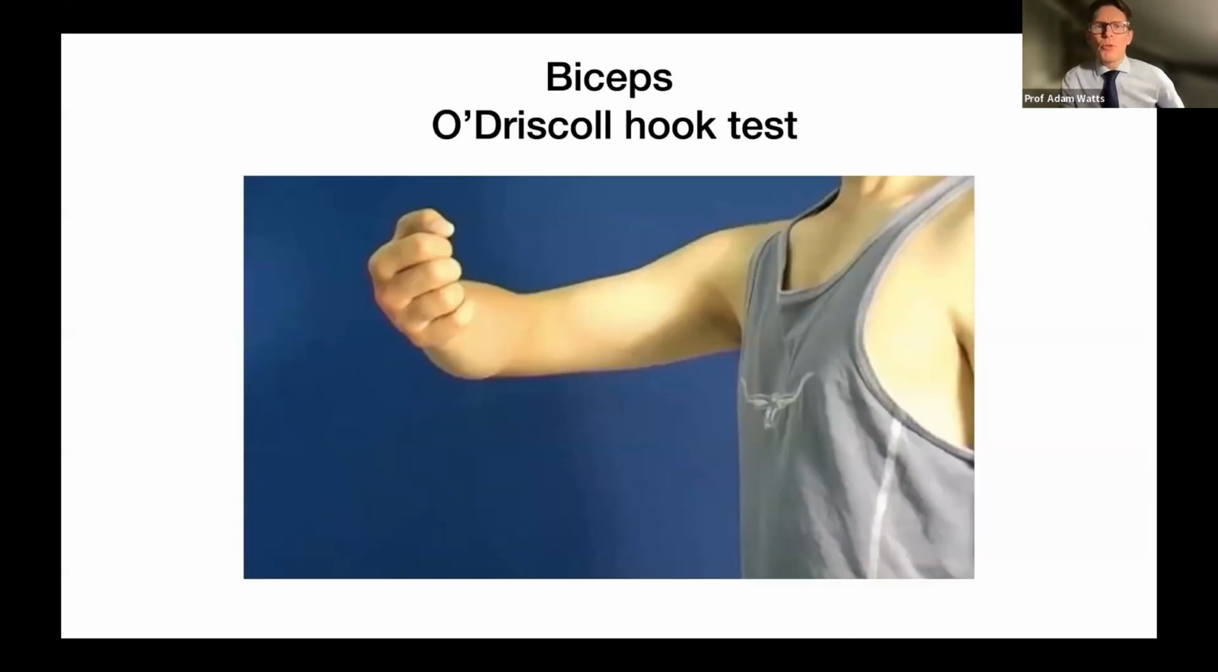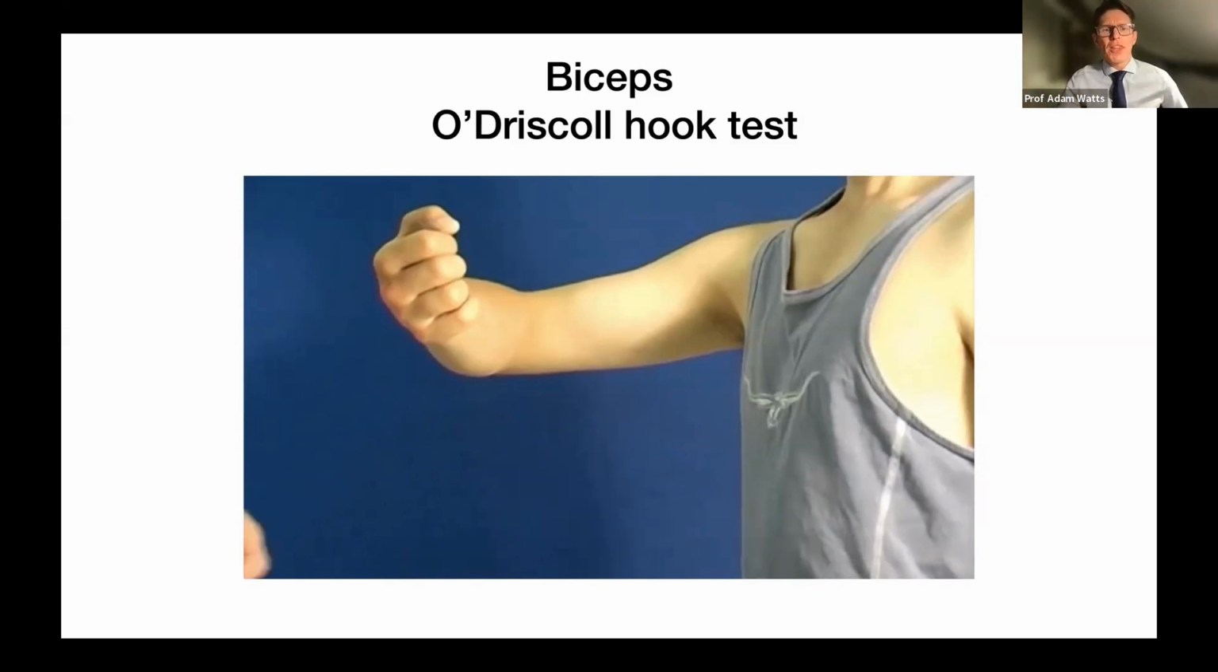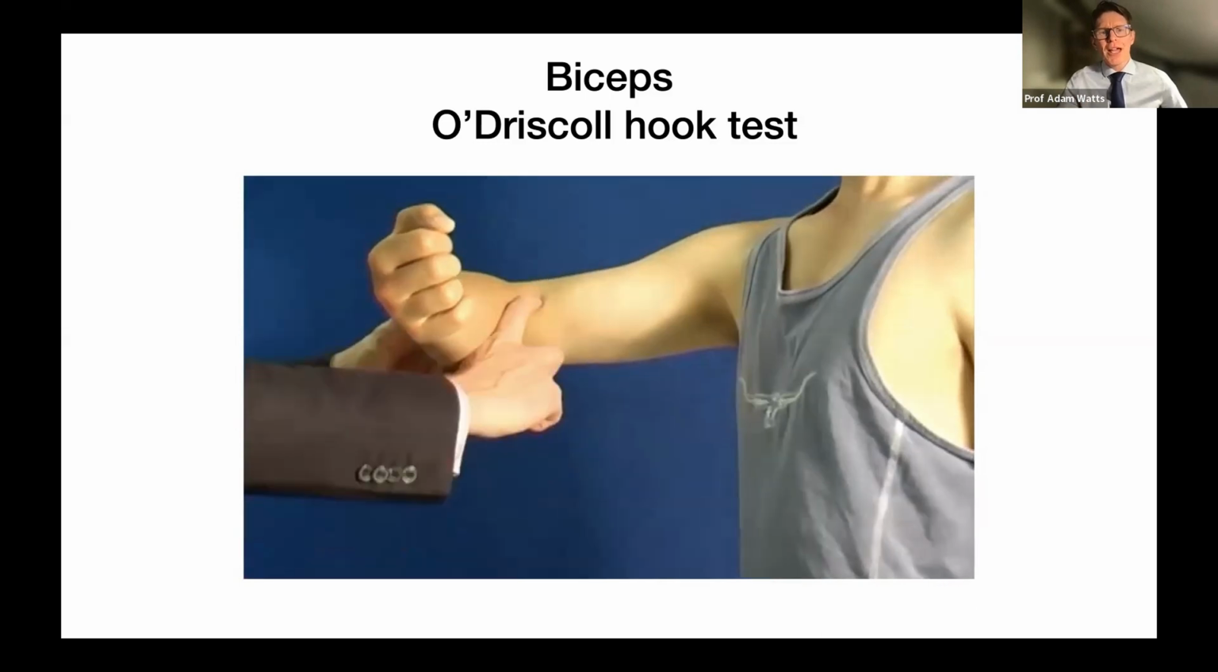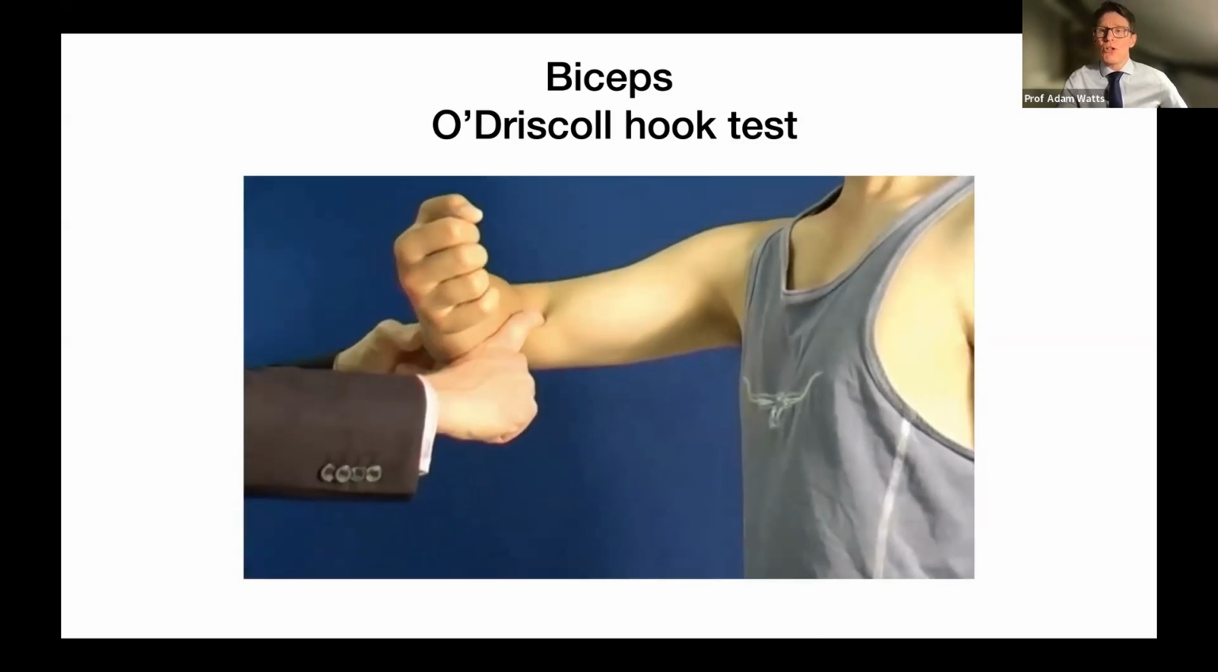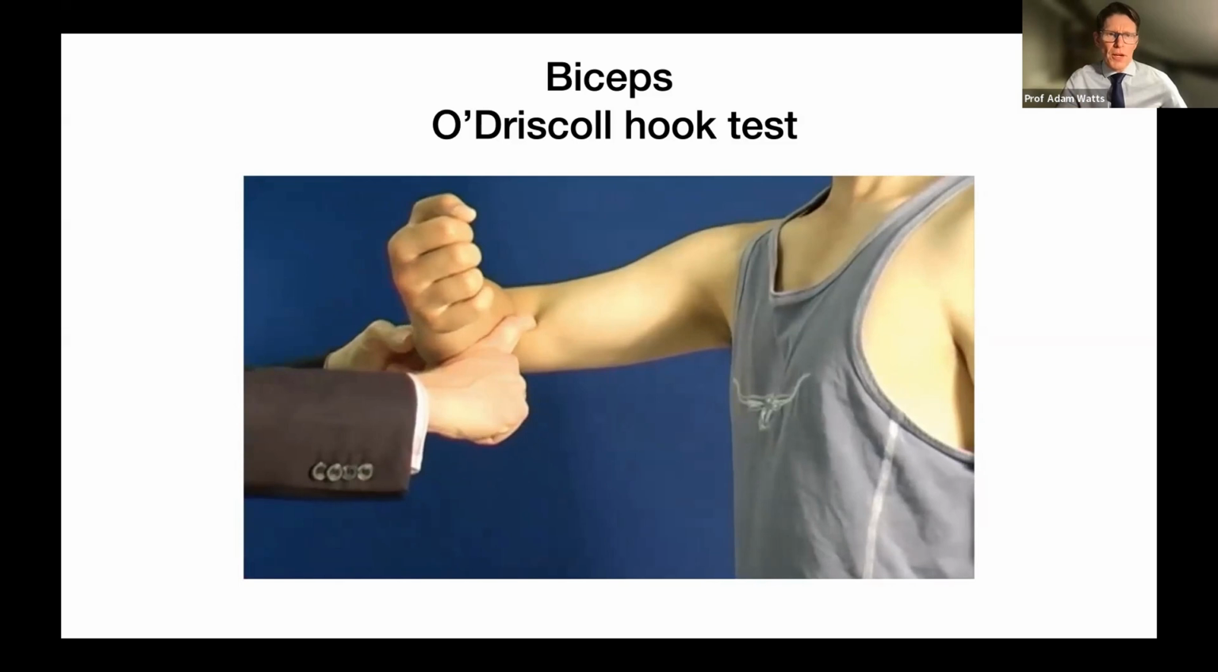I'm sure we're all familiar with the biceps O'Driscoll's hook test. Importantly, the shoulder is abducted, the forearm flexed to 90 degrees with the forearm in supination. It's easiest just to ask the patient to bring their hand up in front of their face and look at their palm. Then we bring our finger in from the lateral side, and you should be able to hang your coat on your distal biceps tendon in that position.